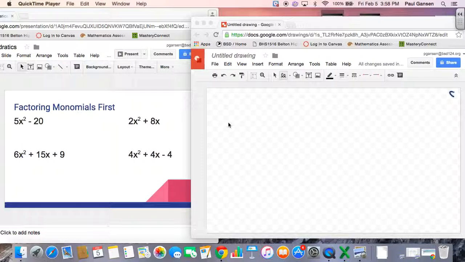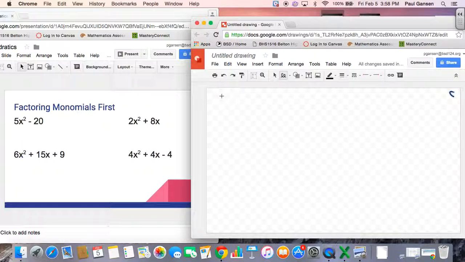The last way we're going to talk about isn't even really a method per se, as it's the first step you should always take when you're trying to factor something. As I've said in class, we want to try to make factoring as easy as possible, and the best way to do that is to factor out any common factors that might be there. So it's called factoring out a monomial.